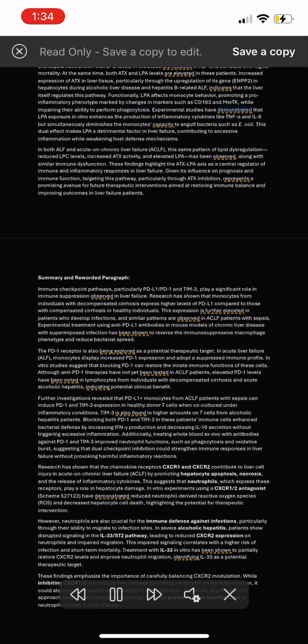Experimental studies have demonstrated that LPA exposure in vitro enhances the production of inflammatory cytokines like TNF and IL-6 but simultaneously diminishes the monocyte's capacity to engulf bacteria such as E. coli. This dual effect makes LPA a detrimental factor in liver failure, contributing to excessive inflammation while weakening host defense mechanisms.